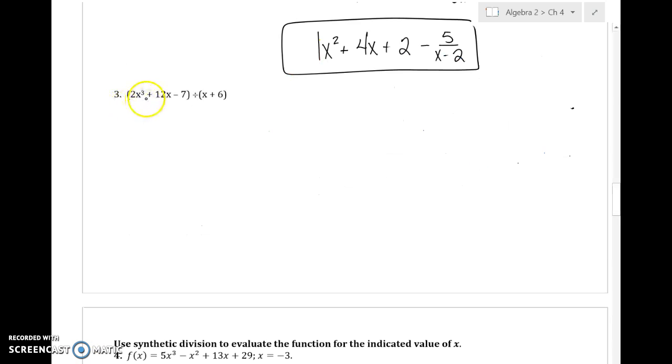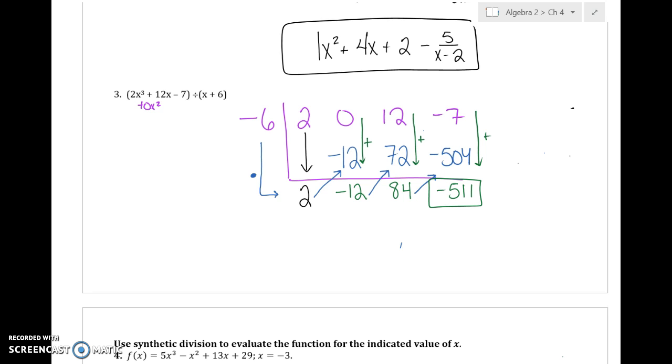In number 3, there is a missing term. Between 2x to the third and 12x, you need to put a 0x squared. If you forget that 0, it will royally screw up the entire problem and it will not be correct. So for synthetic division, your coefficients are 2, 0, 12, negative 7. What number goes outside of this synthetic division? Negative 6. Now give this one a try on your own.